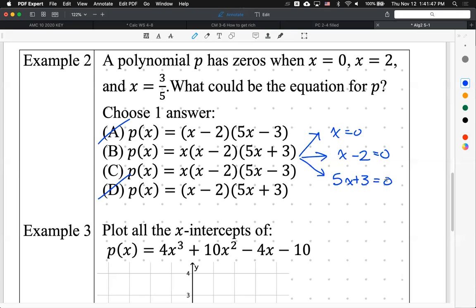Notice that both B and C have x minus 2 as a factor, so that's not going to be the distinguishing factor between the two. The distinguishing factor is one of them is a 5x plus 3, the other one is 5x minus 3.